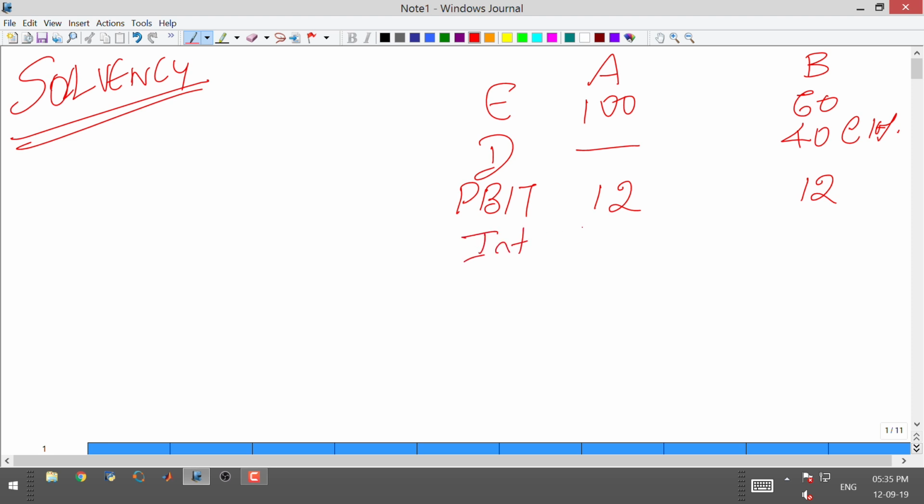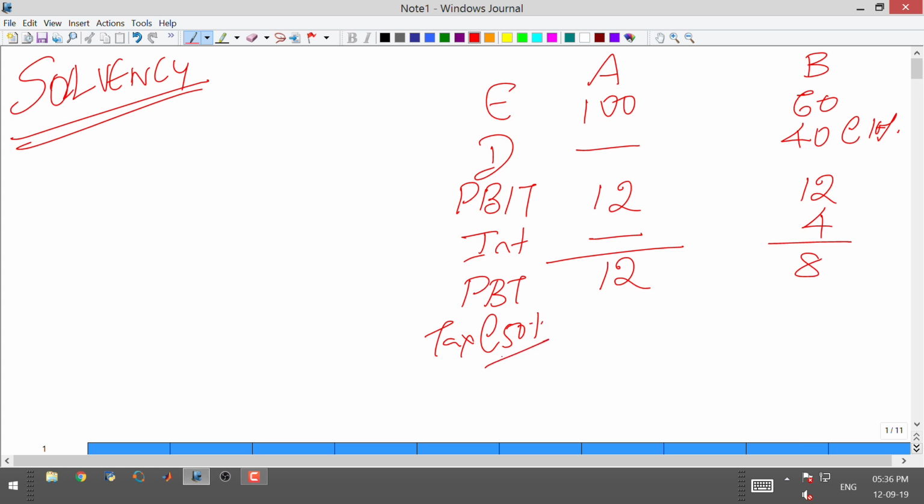Now, I pay interest. The interest in this case is 0, and in this case 10% of 40, $4, is the interest. Then profit before tax, PBT, in this case is 12, in this case is 8. Let me take tax at the rate of 50% for ease of multiplication only. I will say $6 and $4, and then profit after tax in this case is $6, and in this case is $4.